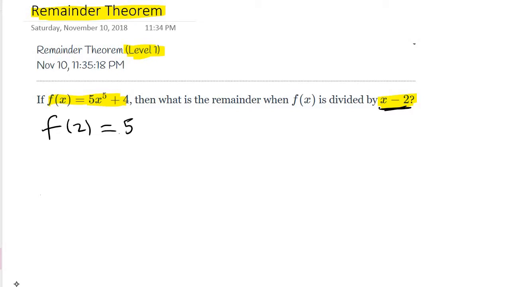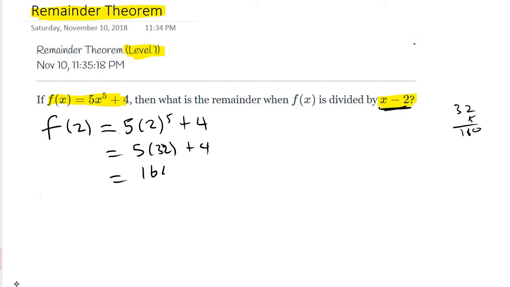So it will be 5 times 2 to the power of 5, plus 4. We're plugging in 2 for x. This is a fast way to do it. So we'll do 5 times 32 plus 4. And 32 times 5 is 160. So this will be 164. Done. This is the remainder.